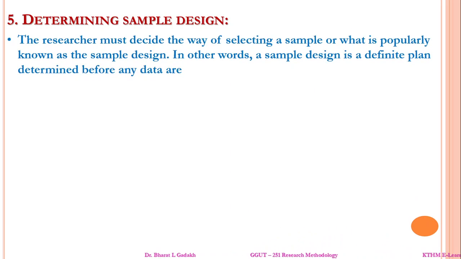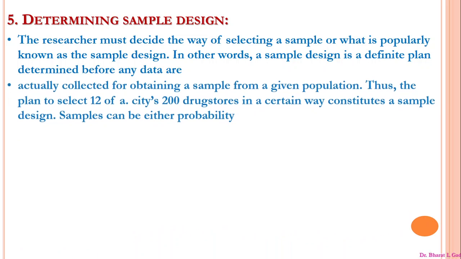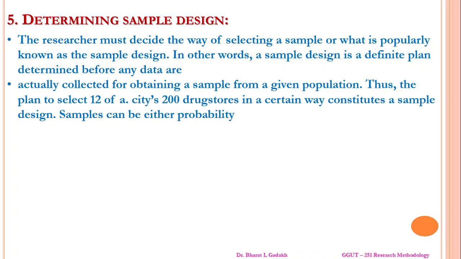Now, determine the sample design. The researcher must decide the way of selecting a sample, or what is popularly known as a sample design. In other words, a sample design is a defined plan determined before any data are actually collected for obtaining a sample from a given population. Thus, the plan of selecting 20 drug stores in a city constitutes a sample design.